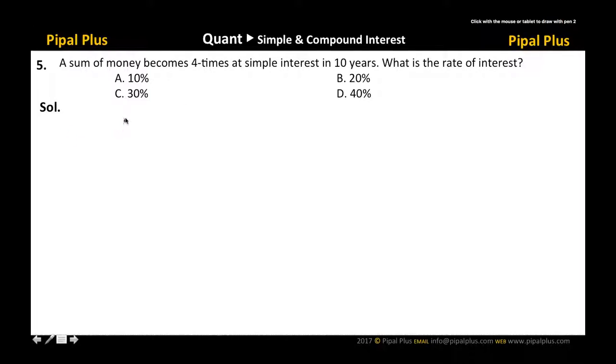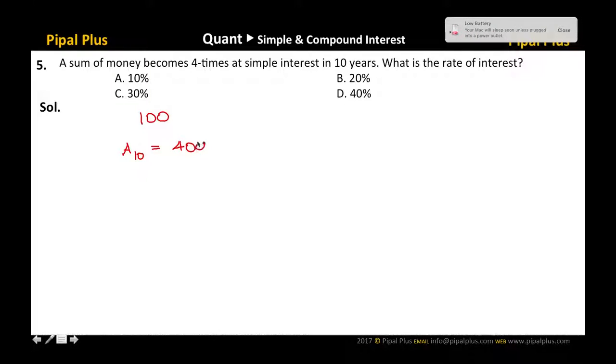Okay, solution here. So let's start with the original sum of money which has been borrowed as rupees 100. If we start with 100 rupees at the beginning, what we get at the end of 10 years, the amount at the end of 10 years, is 400. Why? Because what this question says is that the sum of money becomes 4 times of itself.